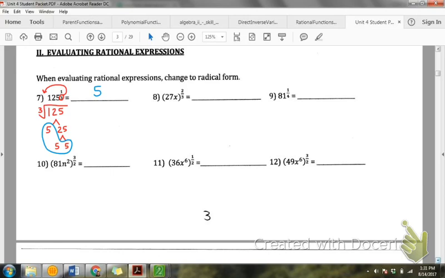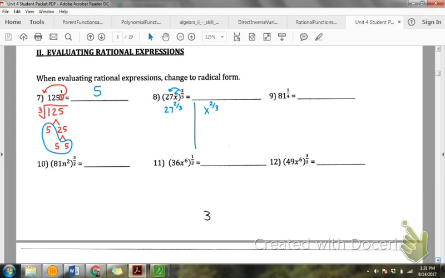Okay, let's look at number 8. 27x to the 2/3. So when you have a problem with a variable and a coefficient, we're going to kind of distribute it, if you want to think of it like that. So I'm going to do 27 to the 2/3 power. And then I'm going to draw a line here. And I'm going to do x raised to the 2/3 power, because the processes are done a little bit different. So split the coefficient and split the variable for right now. And then we'll bring them back together.